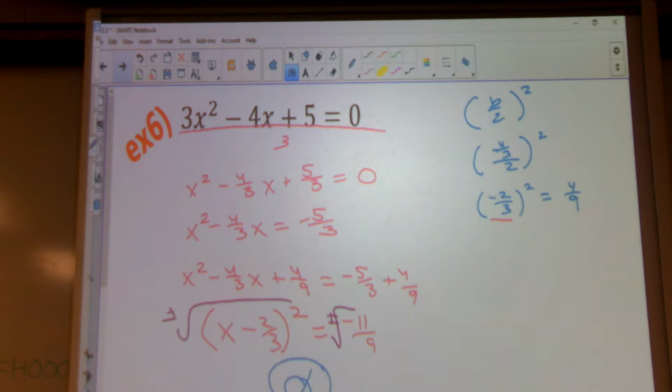Why can't we take out our 9? We will. We're getting there. We're working our way up. It's actually the next section.